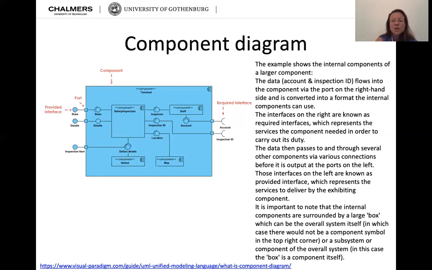It's important to note that the internal components are surrounded by a large blue box, which can be the overall system itself, in which case there would not be a component symbol in the top right corner, or it could be a subsystem or component of the overall system. In this case, the box is a component itself. So the whole big blue box is also a component, a subsystem.